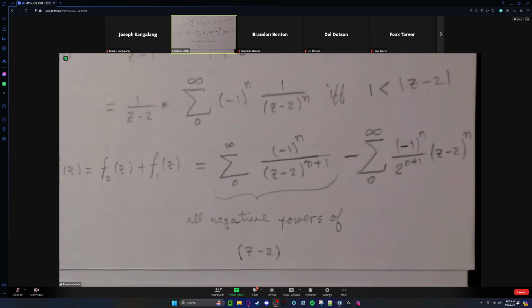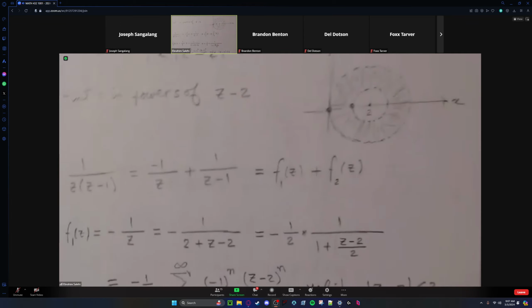This example was extremely crucial, nice, and I think this example can be a very good guide for you to do the problems concerning this Laurent series.